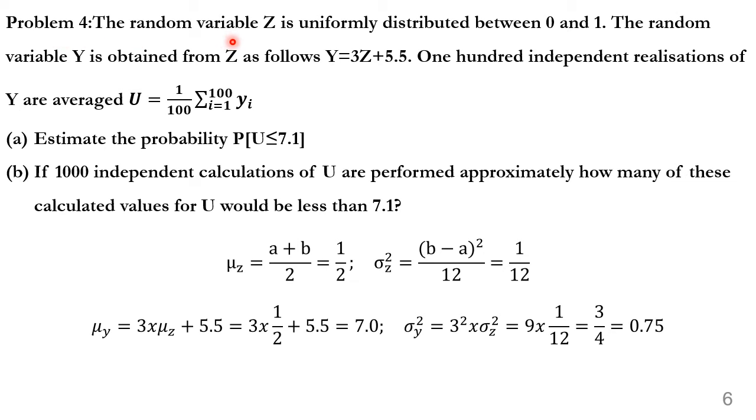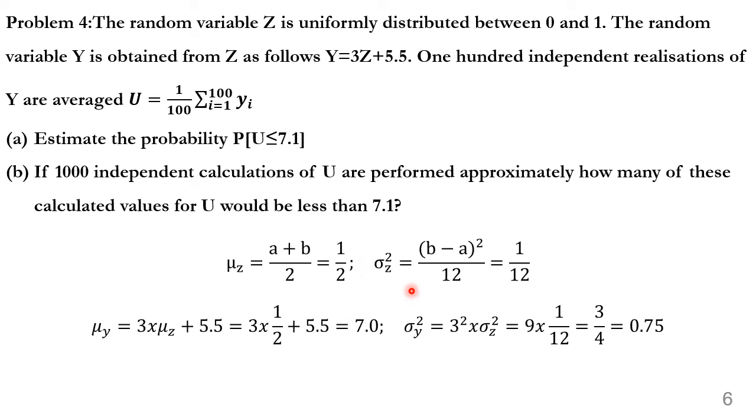Consider the fourth problem. The random variable z is uniformly distributed between 0 and 1. The random variable y is obtained from z as follows: y is equal to 3z plus 5.5. 100 independent realizations of y are averaged, so u is equal to summation of yi, i from 1 to 100, divided by 100. A. Estimate the probability that u is less than or equal to 7.1. B. If 1000 independent calculations of u are performed, approximately how many of these calculated values for u would be less than 7.1? Mean of z is given by a plus b by 2, and here a is 0, b is 1, so we get 1 by 2.